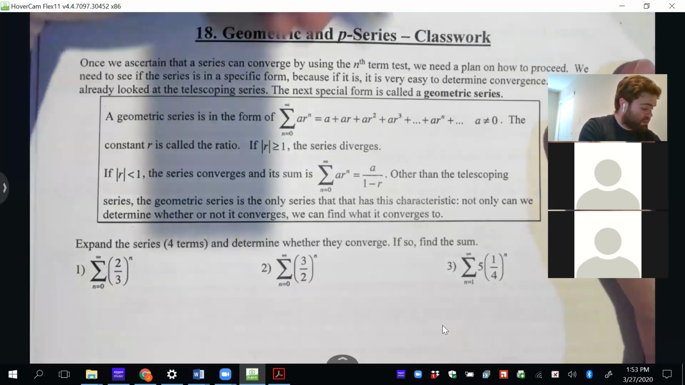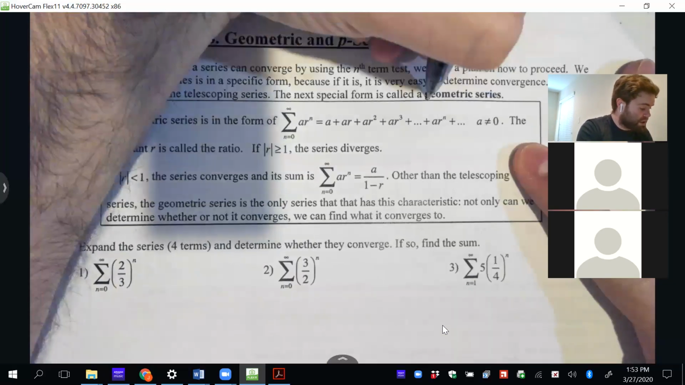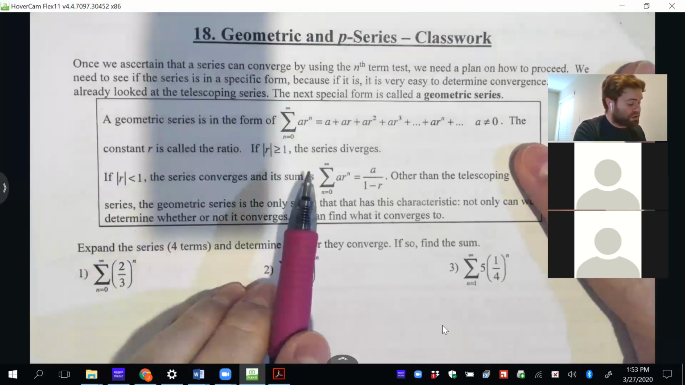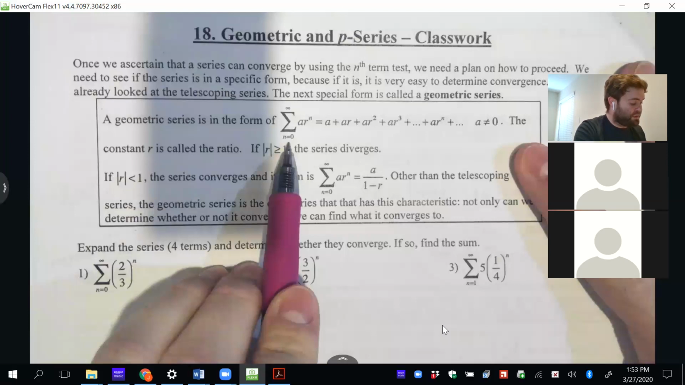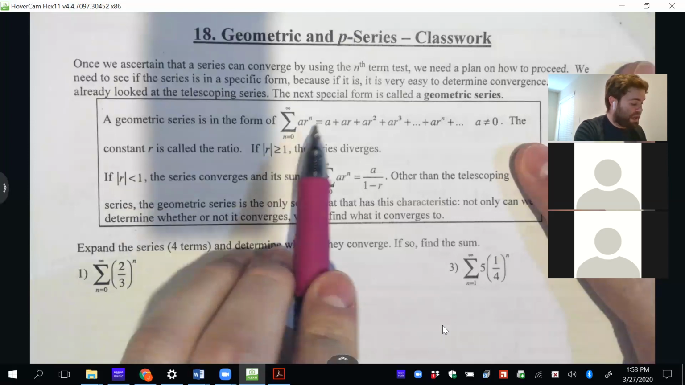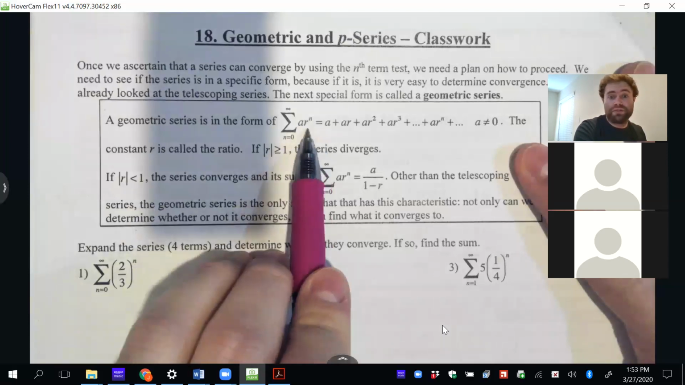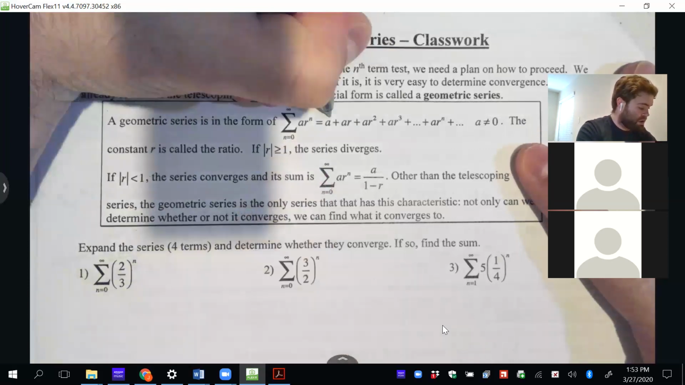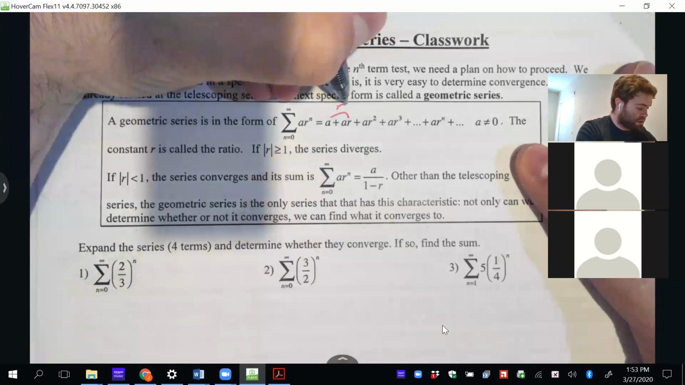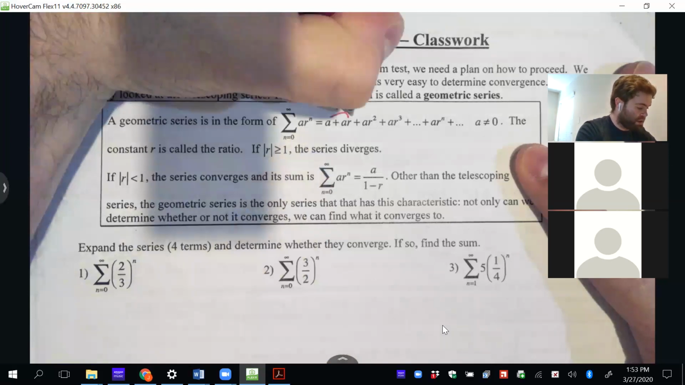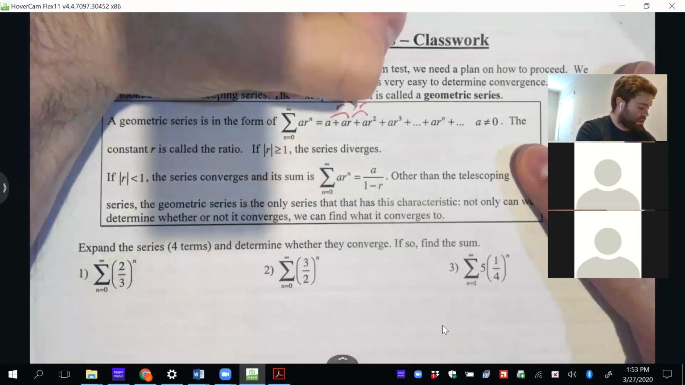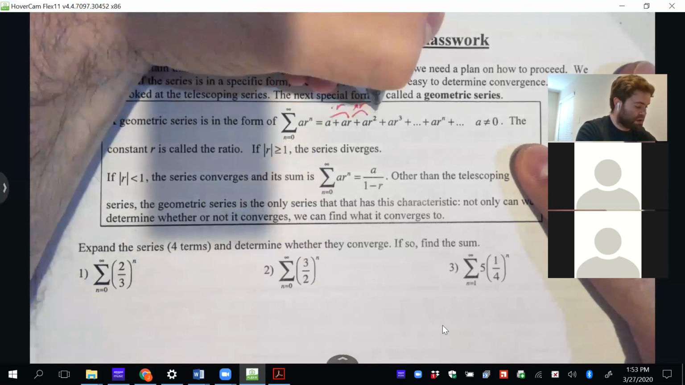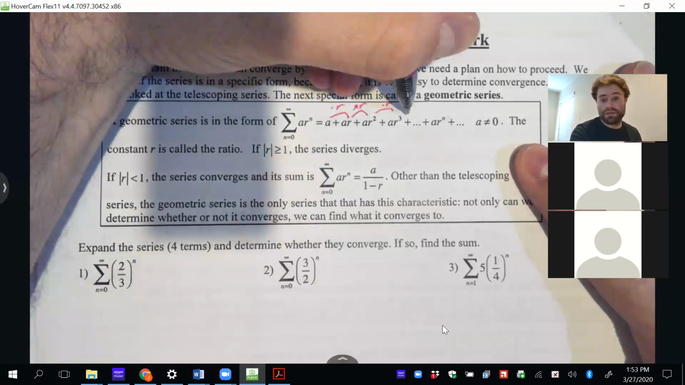And so the next one we're looking at is a geometric series. So a geometric series is going to generally be in the form of the summation from n equals 0 to infinity of a times r to the n power, where r is the common ratio, whatever it's multiplying by over and over again. You can see that if I multiply the first one by r, I get the second term. Multiply the second one by r, I get the third term. And so on. It's just multiplying times r over and over and over again.